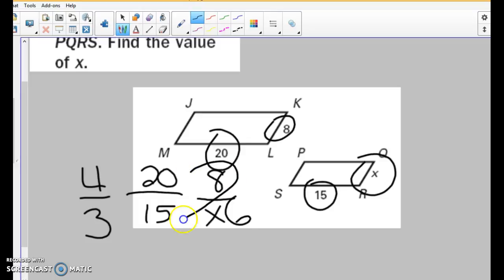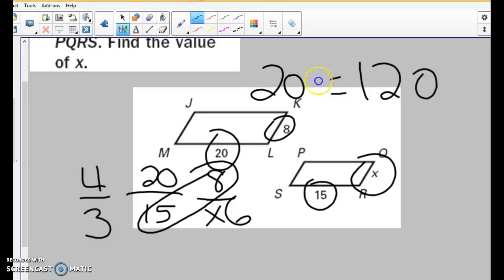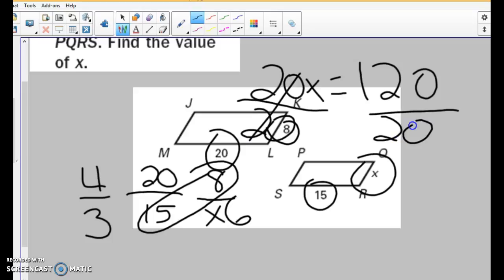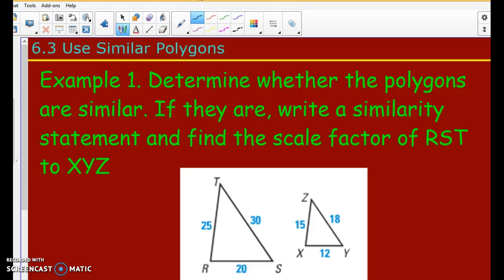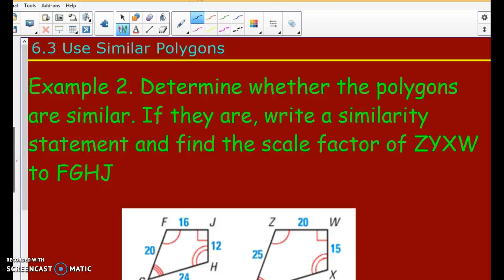Or I can do some cross multiplying. If I figure out 8 times 15 is 120, and I know 20 times x is 20x, divide both sides by 20, I end up figuring out that x equals 6. No matter which way you want to do it, you should get the same answer. And then these are just some more examples of if they are proportional or not.